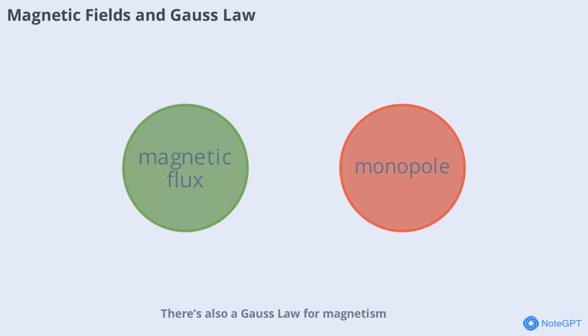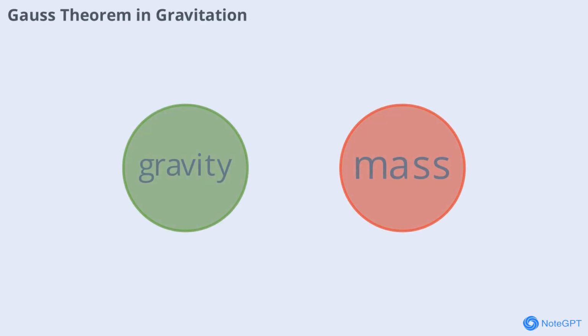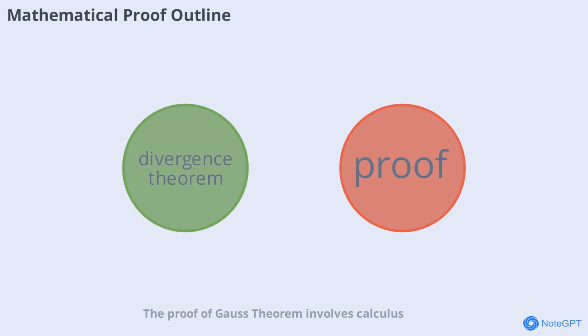There's also a Gauss law for magnetism, which states that the net magnetic flux through a closed surface is always zero. This reflects the fact that magnetic monopoles have not been observed in nature. Interestingly, a similar theorem applies to gravitational fields. Gauss theorem for gravity relates the flux of the gravitational field through a surface to the mass enclosed, showing the theorem's broad applicability.